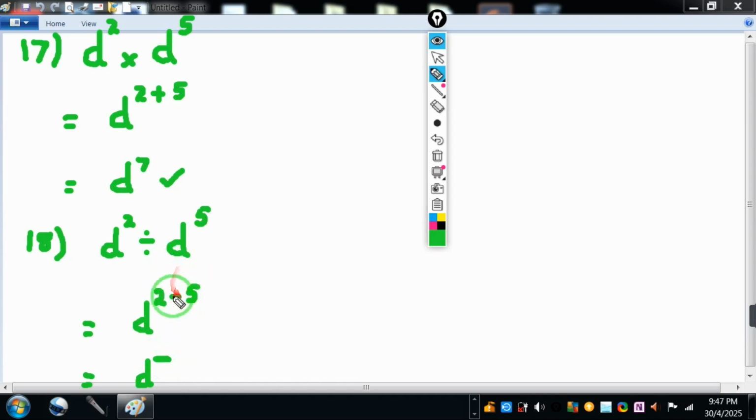5 minus 2 without the sign. It's called the numerical value, the number value only, not the sign value. Don't take the sign. The number value is called the numerical value. Take that. 5 minus 2 is 3.